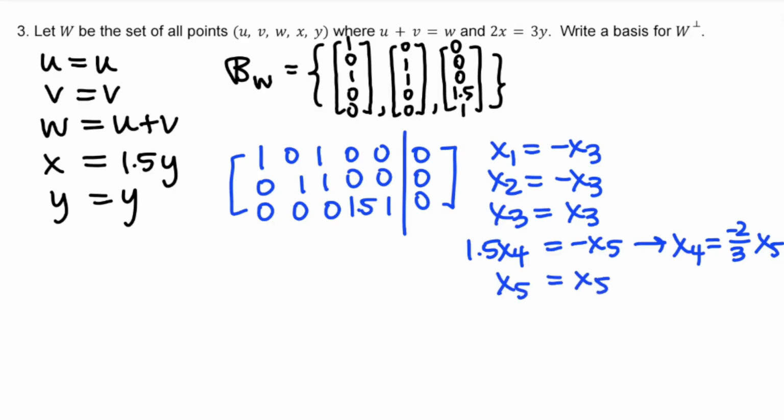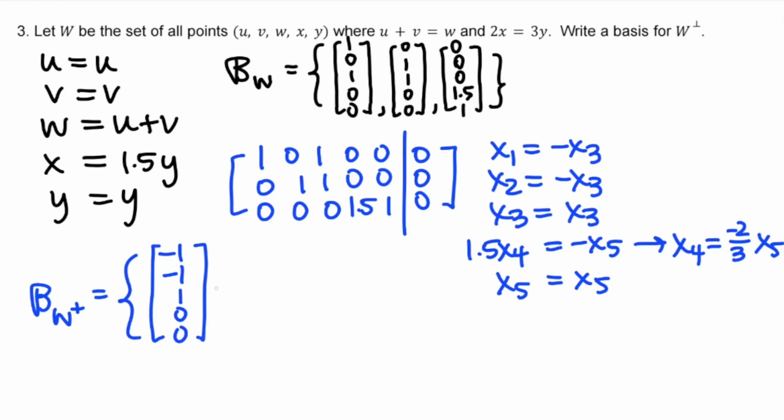All right, so a basis for W perp, which is the null space of this matrix in blue here, would be, for x3, negative 1, negative 1, 1, 0, 0, and for x5, 0, 0, 0, negative 2/3, 1.